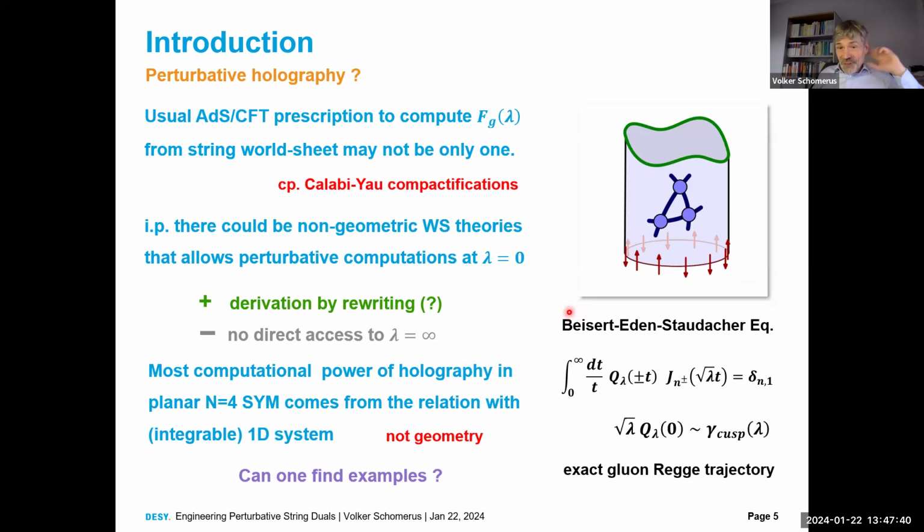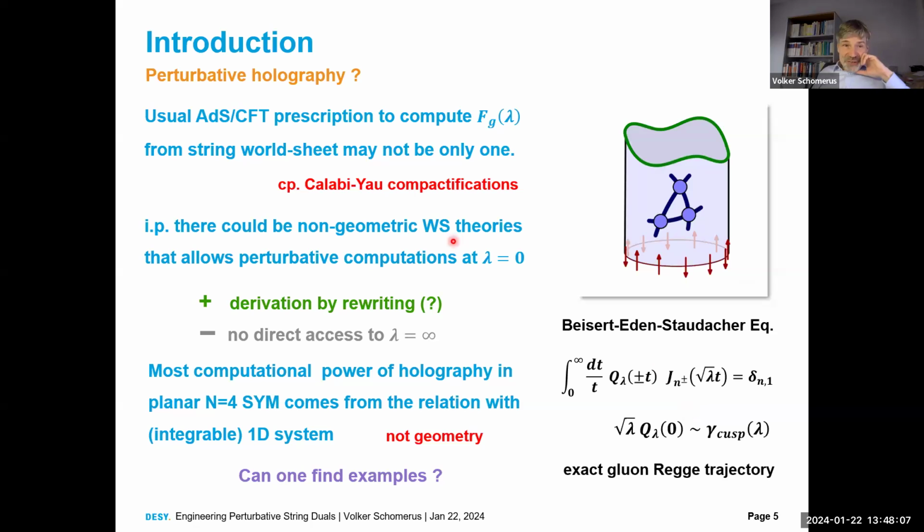And the prototypical example of this is this famous Beisert-Eden-Staudacher equation, which is a very simple equation. You don't need to know anything about AdS to write it down, not even about gauge theory. And it produces beautifully for you an exact result for the cusp anomalous dimension. That means the exact blue and red trajectory in planar N=4 super Yang-Mills, and that means also the leading logarithmic approximation to even QCD.